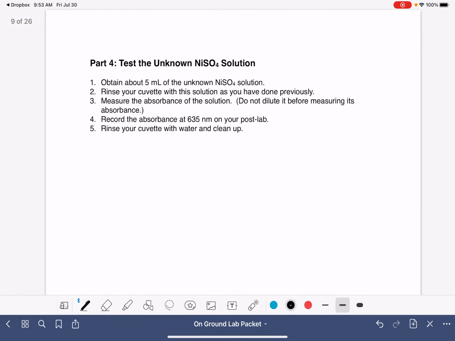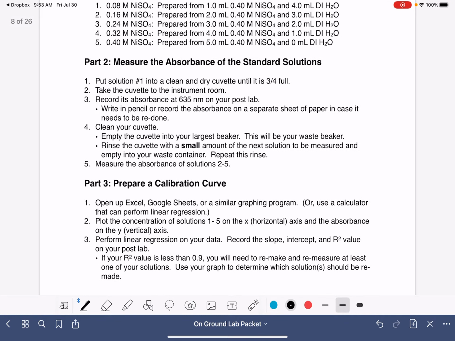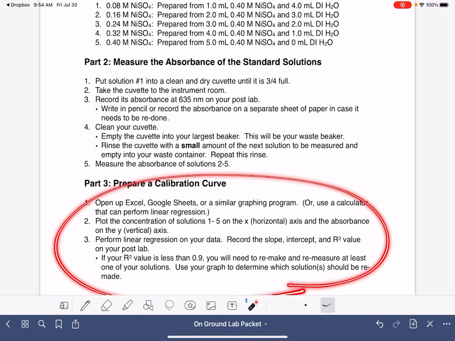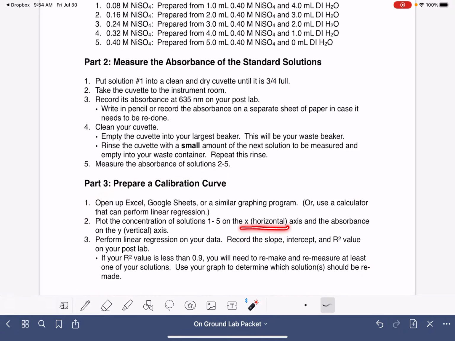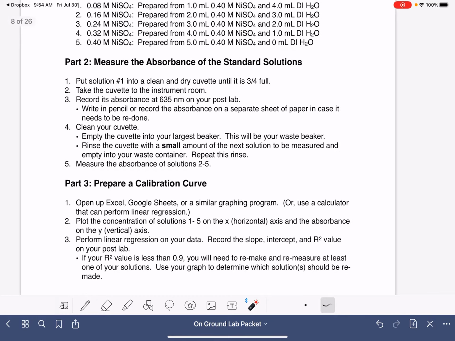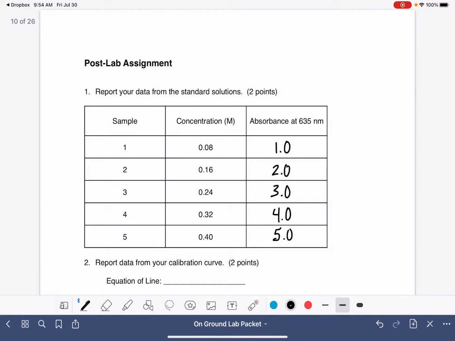In the lab itself, in part number 3, you created a calibration curve where you were graphing concentration on the x-axis and absorbance on the y-axis, and you performed linear regression on that data. You used your calculator or a spreadsheet program like Google Sheets, and you created a graph. If you're doing this on your calculator, you might not have even seen the graph, but it would have been a linear graph of your data. As concentration increases, absorbance also increases, something like this.